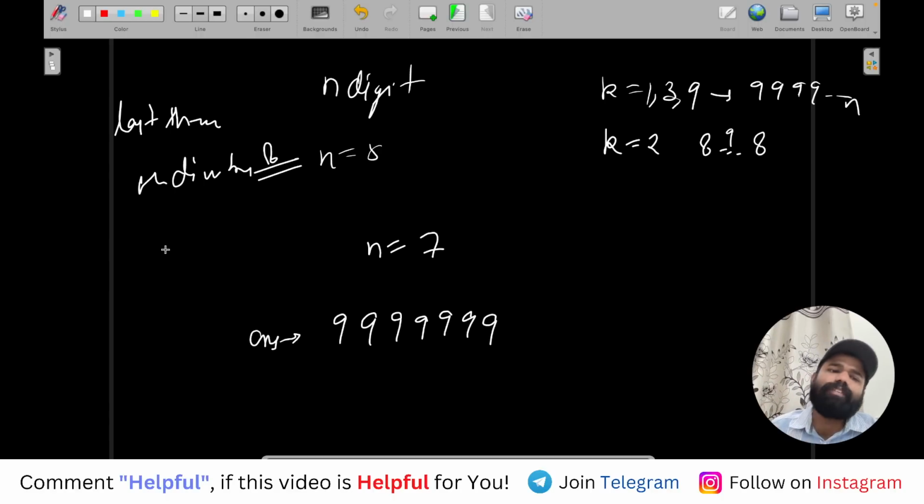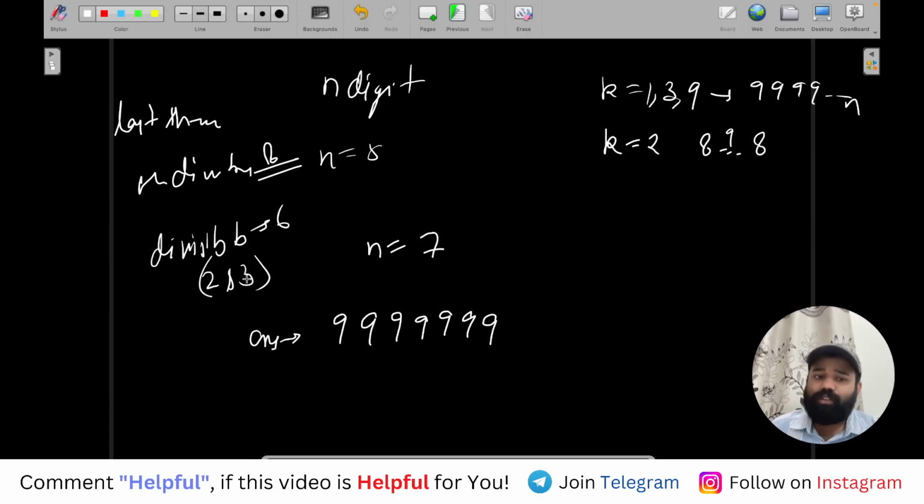अब divisibility of 6 is that the number should be divisible by 2 and 3 both. This is the divisibility rule of 6. If you want a number to be divisible by 6, that means that number should be divisible by both 2 and 3.